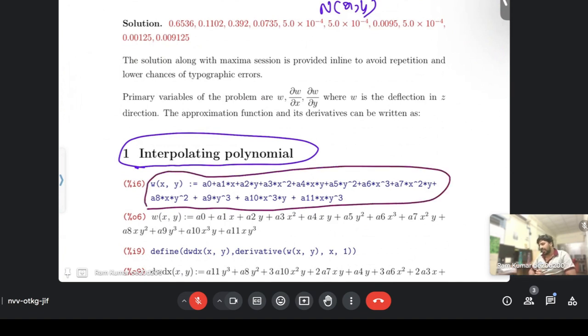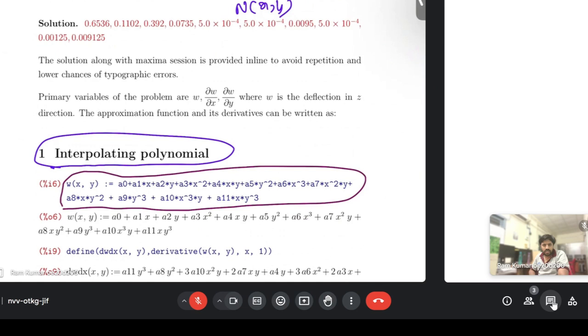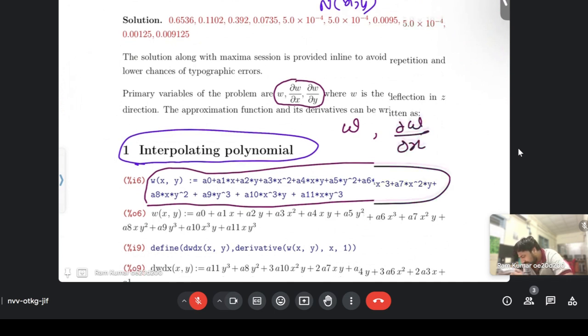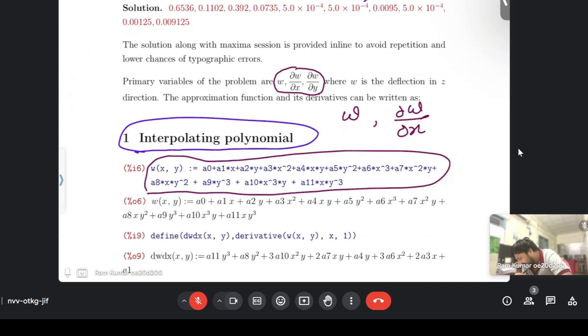A1, A2, A3, all these are constants, and x, y are the variables, in the x and y directions, because this is our 2D element. Now we have to find this. We have 3 degrees of freedom. First we got W. Now I want to find del W by del X, so just differentiate this W with respect to X. What will you get here?